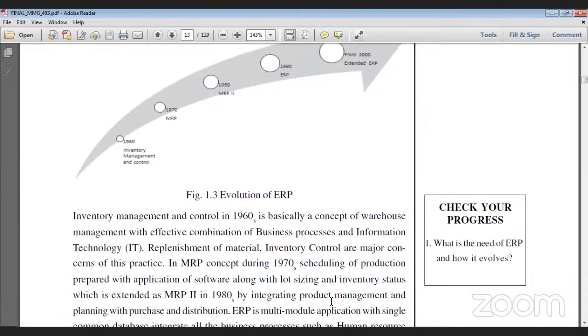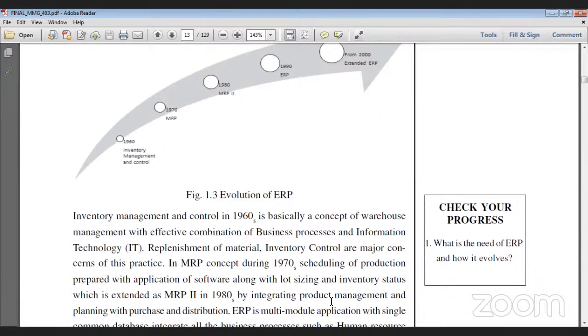With the effective combination of business process and information technology, IT, replacement of material and inventory control are the major concerns of this practice in the MRP concept during the 1970s. Scheduling of production was prepared with the application of software along with lot sizing, and inventory status, which is extended to MRP here also.